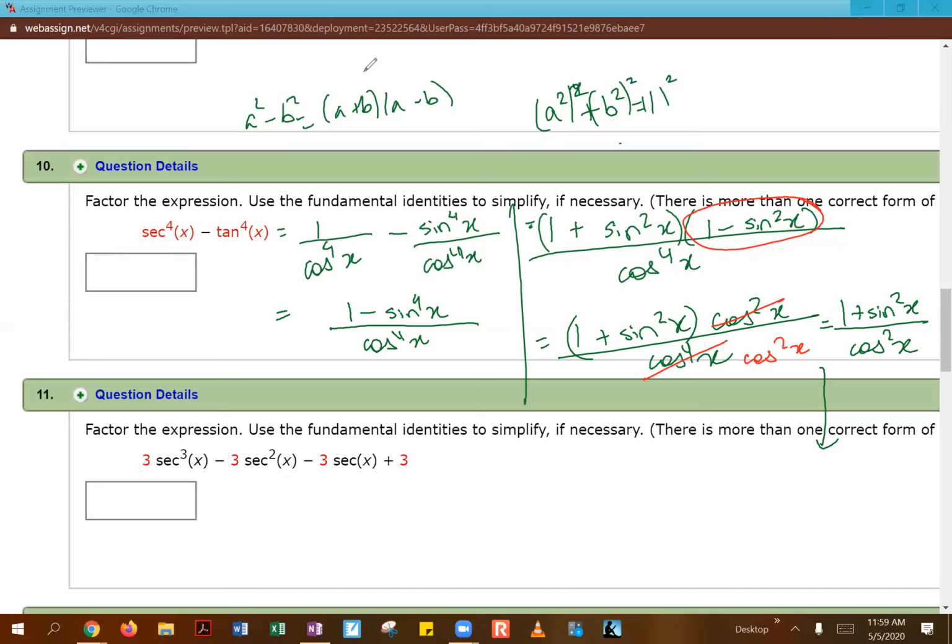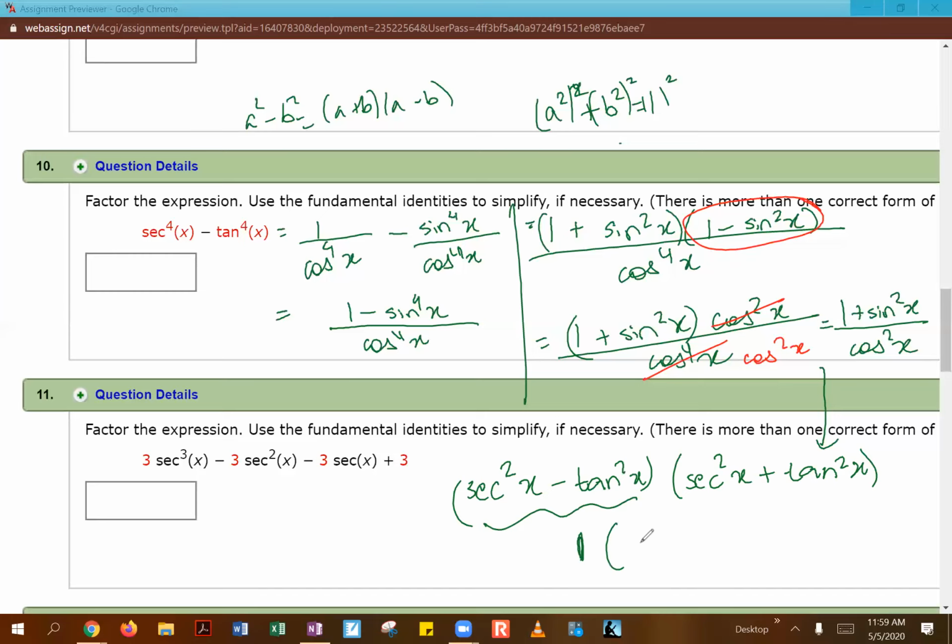Maybe we could, no, because that would just make it more busy. Yeah, because I was kind of thinking if we had that initial term of secant to the fourth and tangent to the fourth, that would again factor into secant squared of x minus tangent squared of x and secant squared of x plus tangent squared of x. And then secant squared minus tangent squared ends up becoming 1 using our Pythagorean identity again.